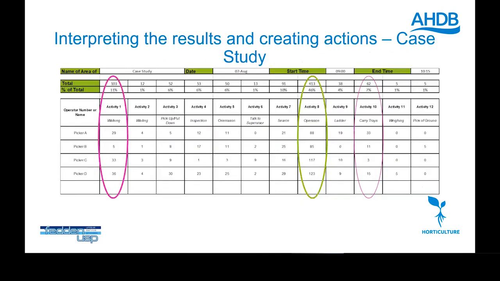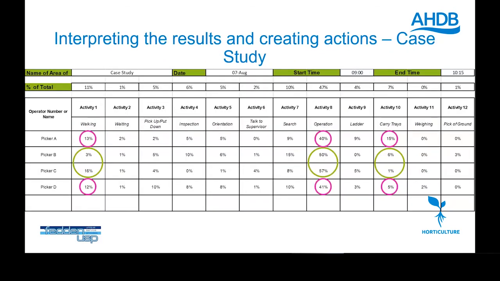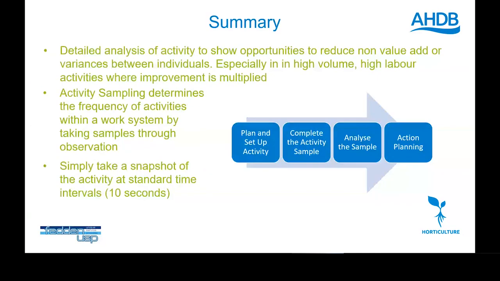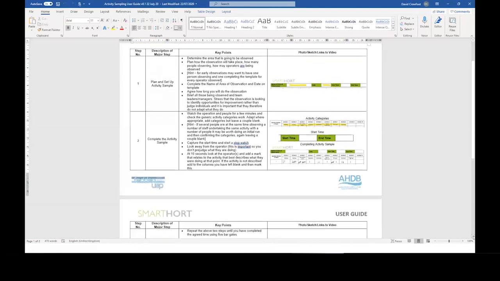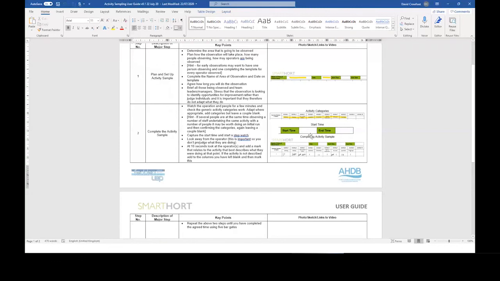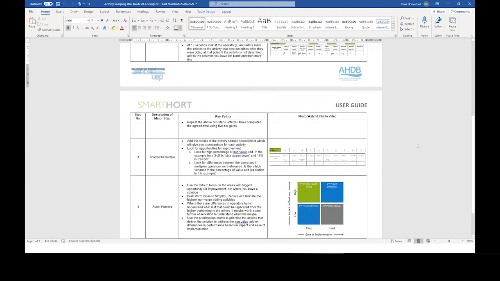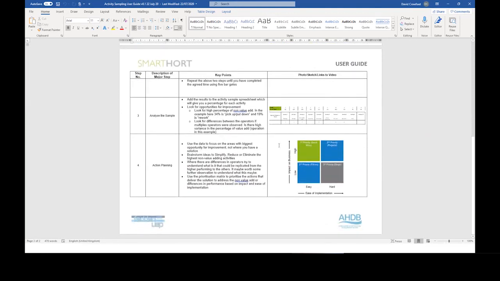So the things that are in action planning are, you know, how easy it is to resolve the things and what's the benefit of resolving it. Let me just show you, I'll quickly take you through the user guide. Can everyone see that user guide? Unless someone says they can't, I'll assume that you all can. You'll see there, it's got those details in terms of setting out the categories, setting out your start and end time, and then starting your activity sample. And then looking for those results, and then using this type of matrix.